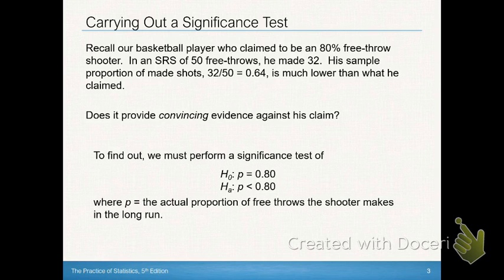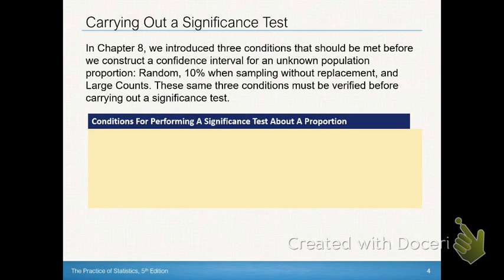So you'll remember we came up with these hypotheses in the last section where we said p is going to be the true proportion of shots that this basketball player makes. The null is that it's equal to 80% because that's what they said it was. And then our evidence suggests that maybe it's a little bit less because 64% is less than 80%. So that's how we set up our hypotheses.